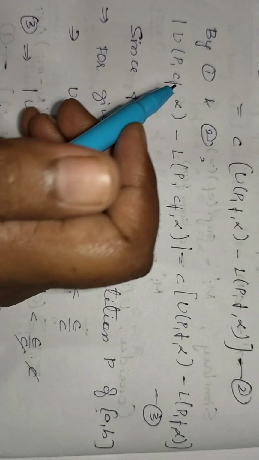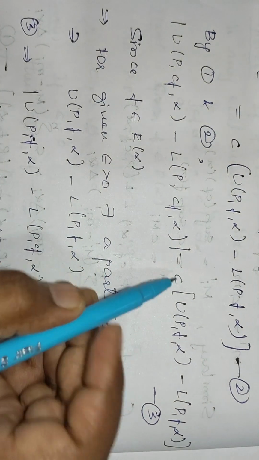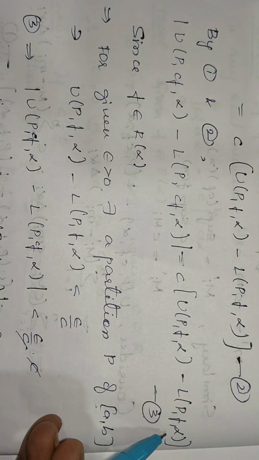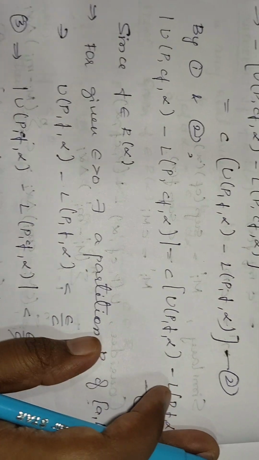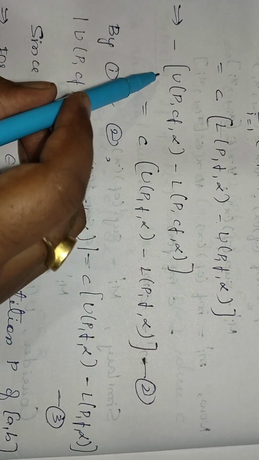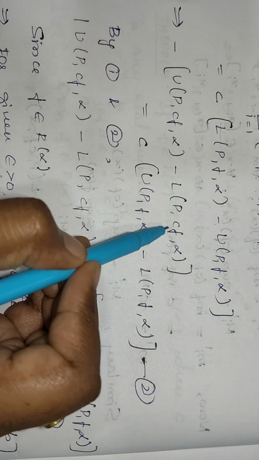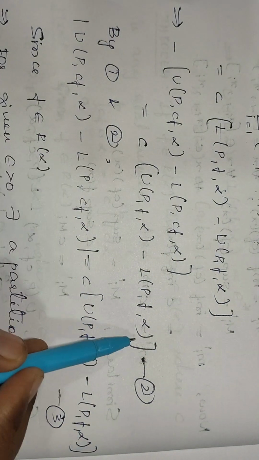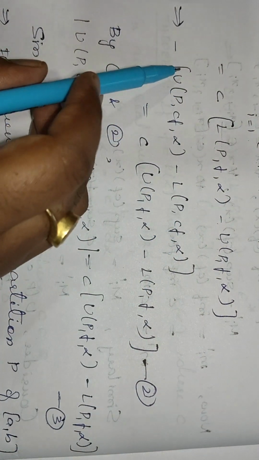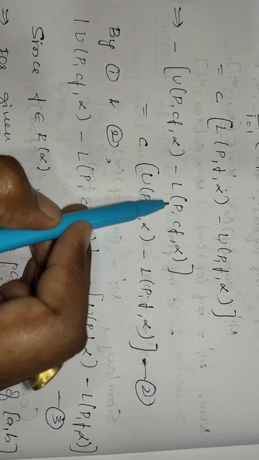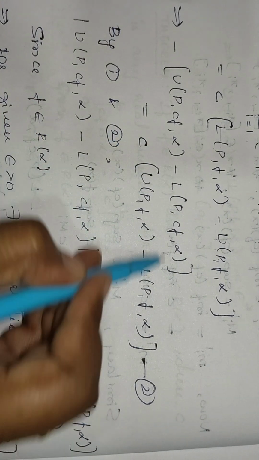So now from 1 and 2, mod of this is equal to c of U(P, f, alpha) minus L(P, f, alpha). See why? Because here I have minus of U(P, cf, alpha) minus L(P, cf, alpha) equal to this, and in the previous case I have plus of U(P, cf, alpha) minus L(P, cf, alpha) equal to this.